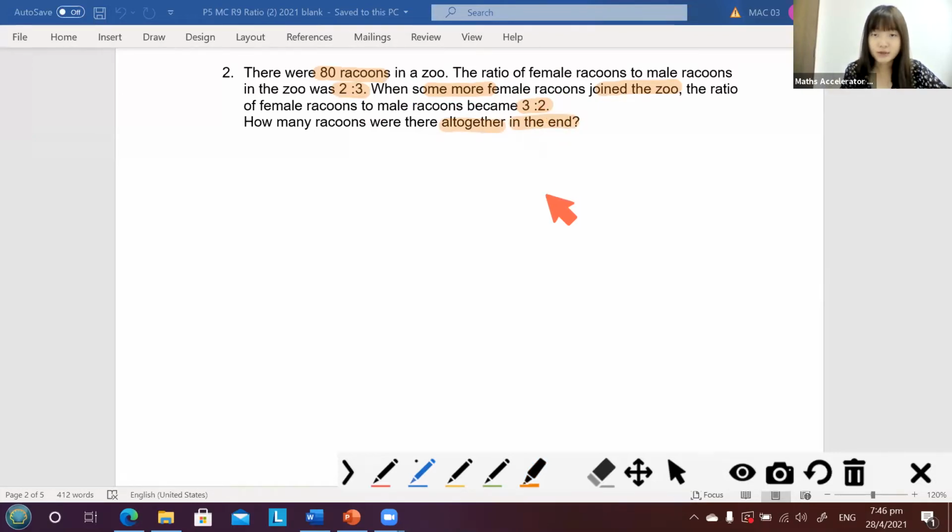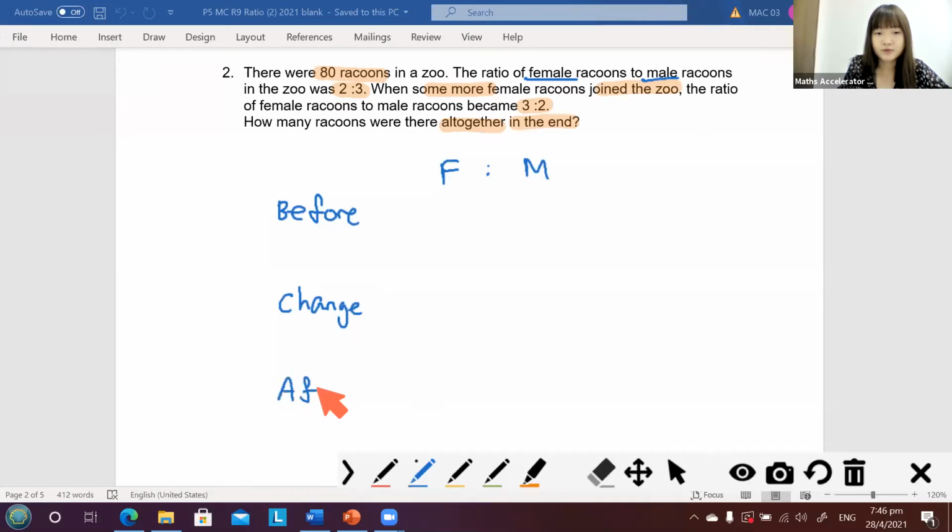So this is BCA, right? That's how you identify the question. So let's fill it in. This will be female to male, according to the question. Always follow the question, female to male. So 2 to 3. Before, leave some space, change, leave some space, and after. You can just write BCA if you know what it means, but if you're new, I suggest you spell it out.